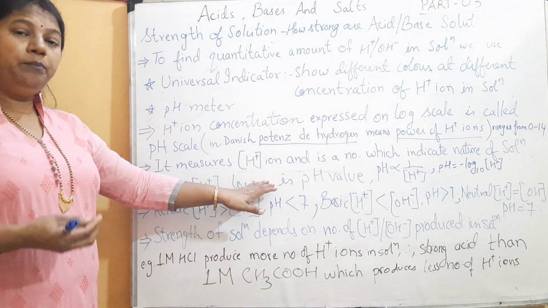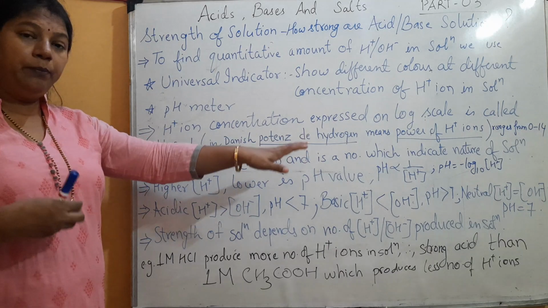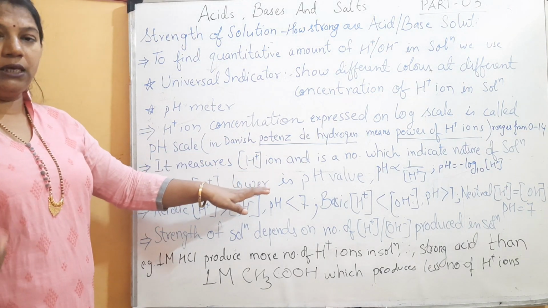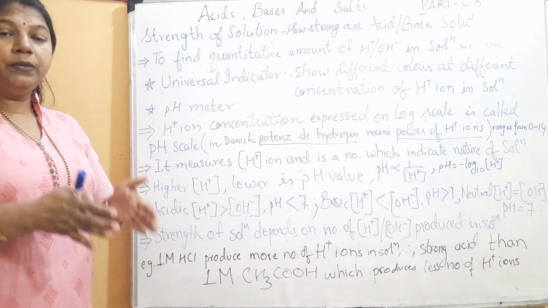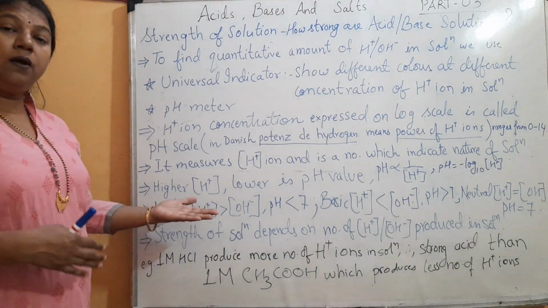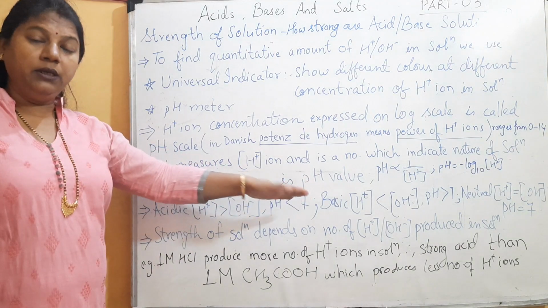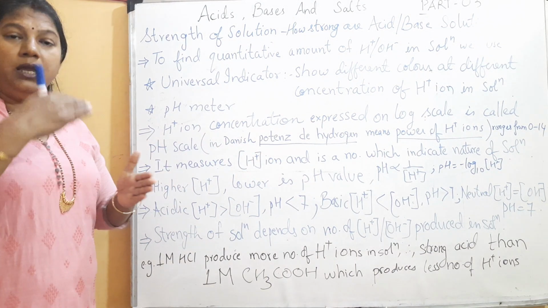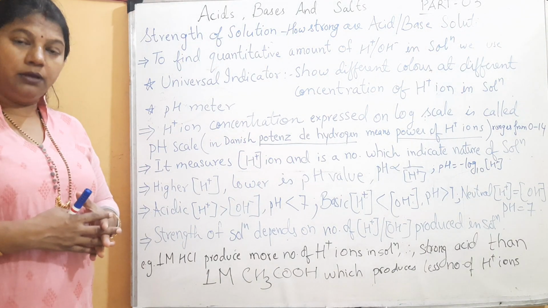We can say the pH value is simply a number which helps us to know the nature of the solution, that is, whether the given solution is acidic, basic or neutral. The higher the H+ ion concentration in the solution, the lower will be its pH value. That means pH is inversely proportional to the H+ ion concentration.